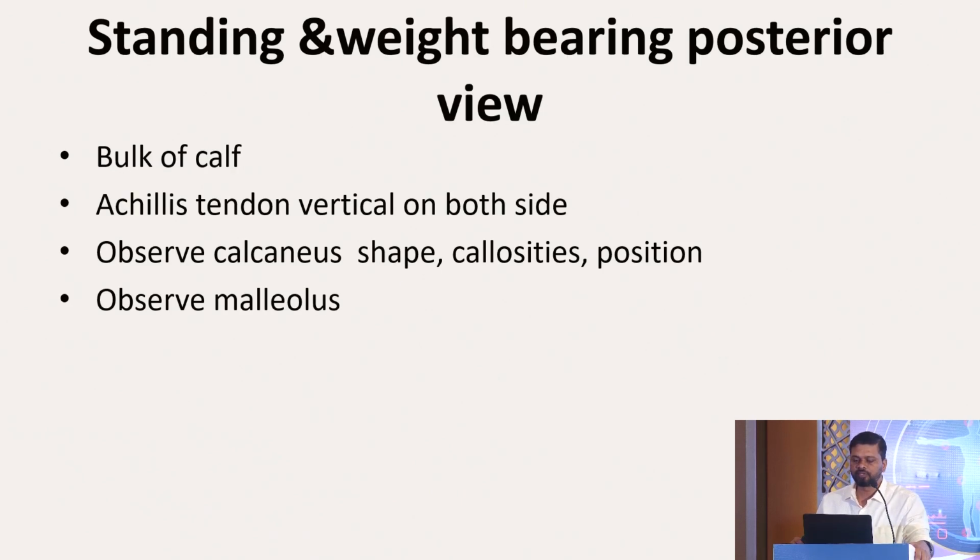Standing and weight bearing in the posterior view. From the posterior aspect, we'll see the bulk of the calf muscle, whether there is any hypertrophy or atrophy of the muscle, from which we can get different clinical conditions. Suppose in a DMD patient, you can easily get hypertrophy of the calf, pseudohypertrophy. Whether the patient is a sports person, or any type of entrapment neuropathy like sciatic nerve injury, you can get wasting of the hamstring and calf muscle.